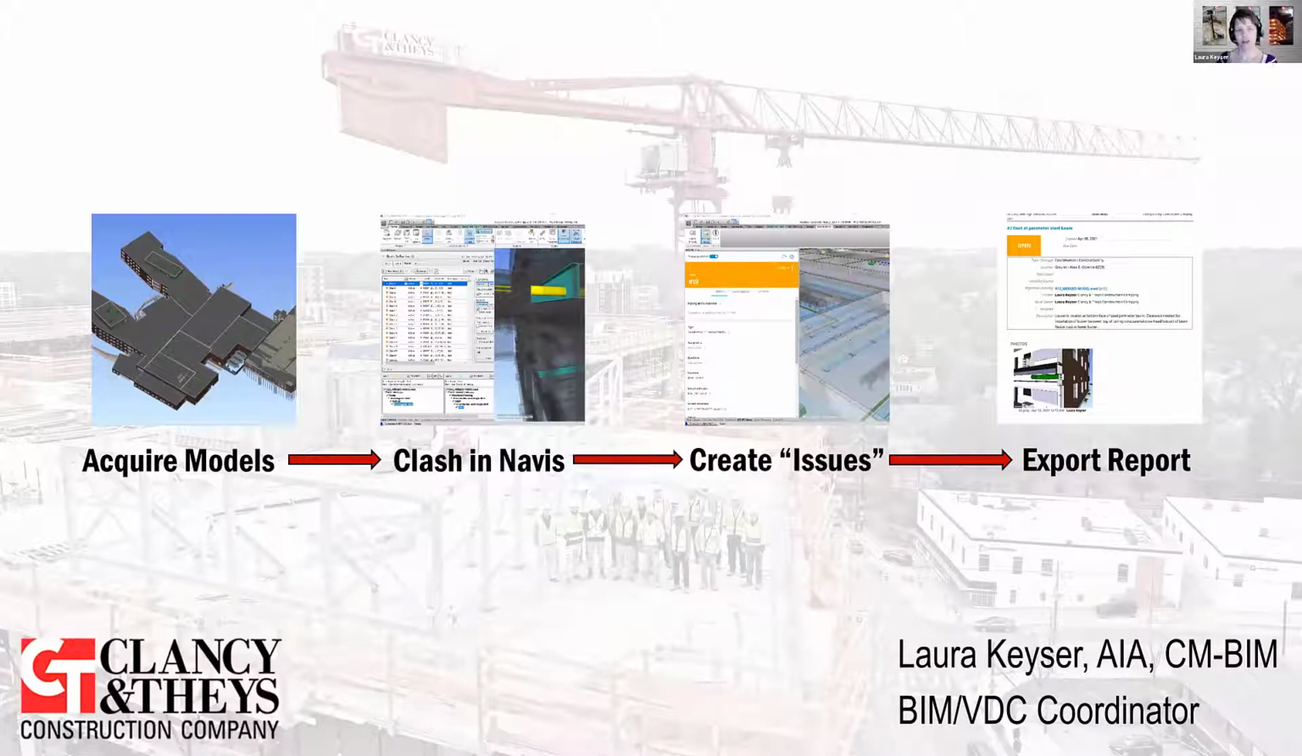So the process I'm going to show you is we were doing a 60% CD constructability review. Most of it was handled by our pre-construction department, but our VDC team always chips in and does a really basic overall clash detection and issue reporting to assist in the process. The steps I'm going to talk about today are: acquiring models, running Clash in Navis, creating issues with that really long-winded title of an add-in within Navisworks, and then exporting a report at the end to give a deliverable to the design team and the owner.